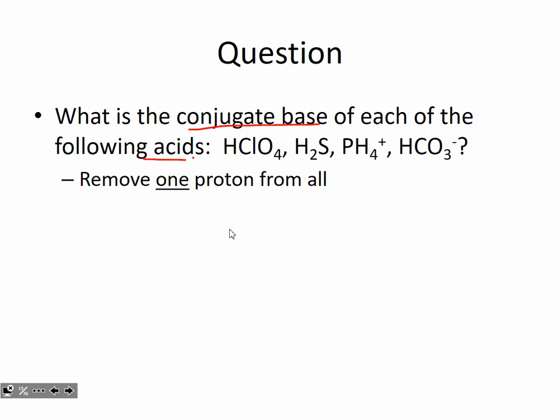And if you remove a proton from perchloric acid, you take away an H+, you're left with ClO4 with a negative charge. That is the conjugate base of perchloric acid.